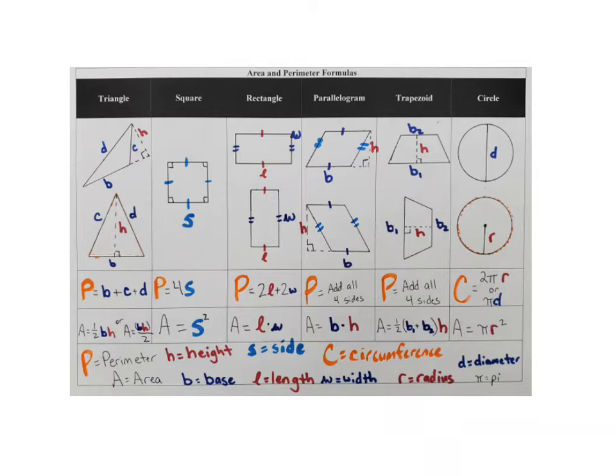This is your hint page that you're looking at right here. It is on our Google Classroom. So basically it covers everything. Perimeter, that's P. I've made it orange so you can say, oh, it's always the outside. Area is the inside. Here are the different formulas for triangles, squares, rectangles, parallelograms, trapezoids, and circles. You'll need all of those.